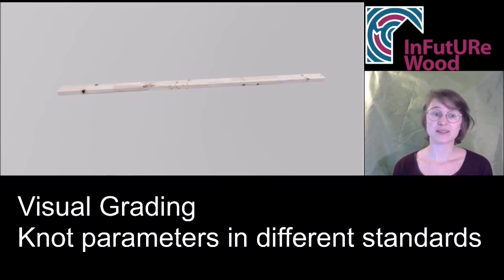That means that most countries have their own standards for visual grading, and that makes sense. It makes sense that there is not one European standard. But it also means that these standards all measure parameters slightly differently, and if, for example, you didn't know which standard you want to use for grading, you would need to measure quite a few features in the wood. So we will have a look at only knot parameters and how different standards measure them.